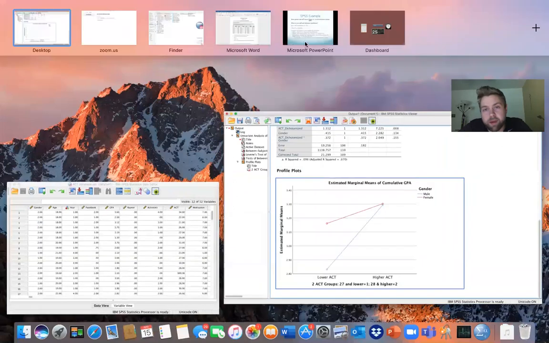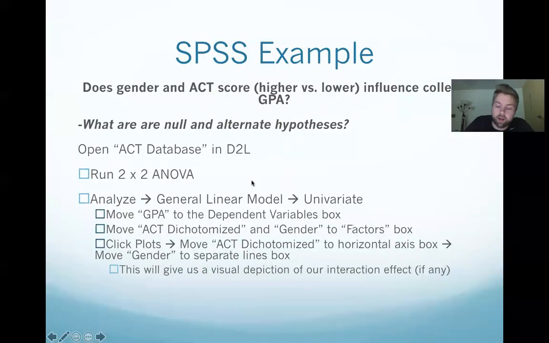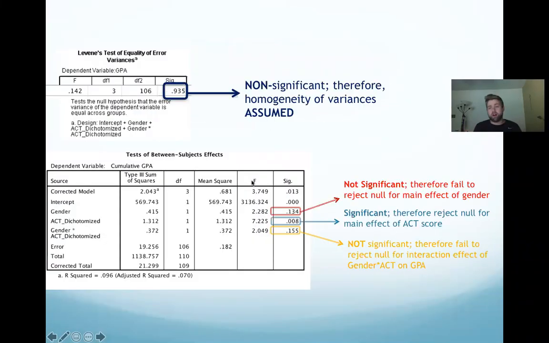So again, I'm heading back to the PowerPoint. So here's our analysis, right? We do not have a significant Levene's test, which again is good. That means we can assume equal variance. And then what I want to look at are three things here. So does GPA differ based on gender? Our significance is above 0.05, so we fail to reject the null. There's no difference based on gender.